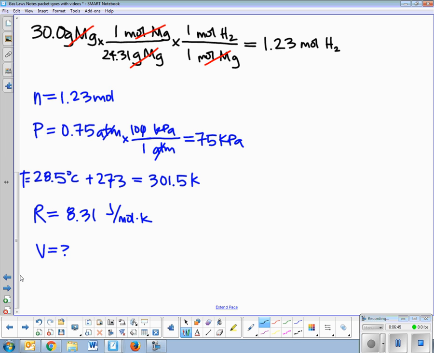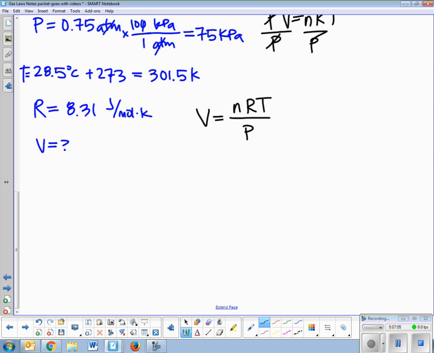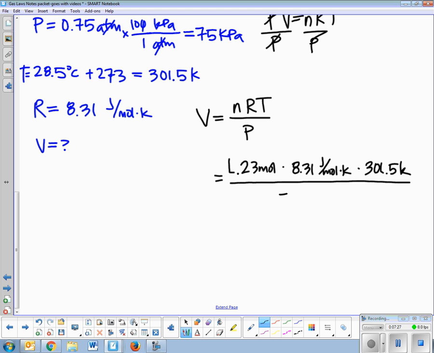So, going to my equation, pressure times volume equals moles times R times temperature. I need to solve for V, so I'm going to divide both sides by pressure to get V alone. So volume equals nRT all divided by pressure. Now I can plug my numbers in. So 1.23 moles times my R, 8.31 joules per mole Kelvin, times my temperature, 301.5, all divided by a pressure of 75 kilopascals.